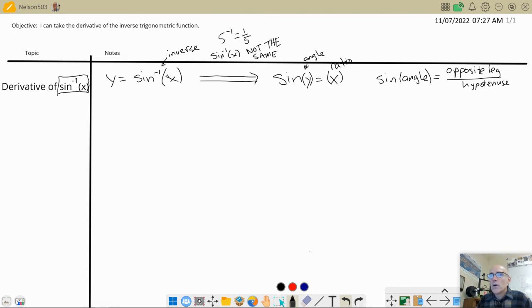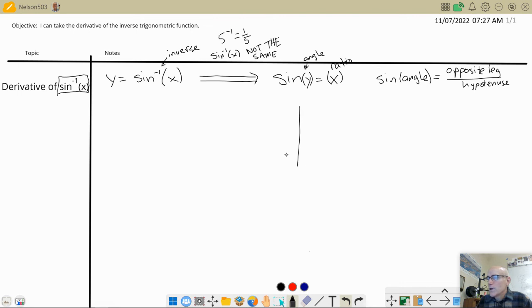Okay, so when I say inverse sine, I want to know what angle would have this particular ratio right in here. Now, the sine ratio is the opposite leg over the hypotenuse. So what I did is I kind of got rid of my inverse function. I said, well, if I took my angle over here, if I took the sine of that angle, I would get some ratio. So let's make a drawing of this. I think a drawing might help us out.